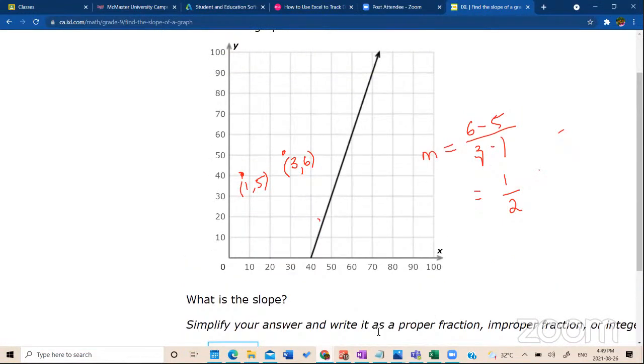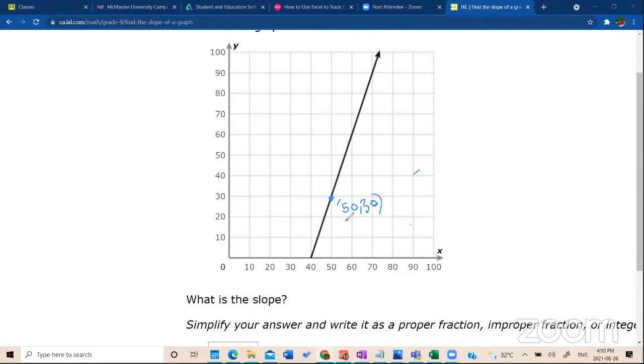Okay, one second. Let me erase. Okay. Now how about for this one? That's going to be 50 and 30. Okay, 50 and 30, excellent. And it's going to be 60 and 60. 60 and 60, very good.